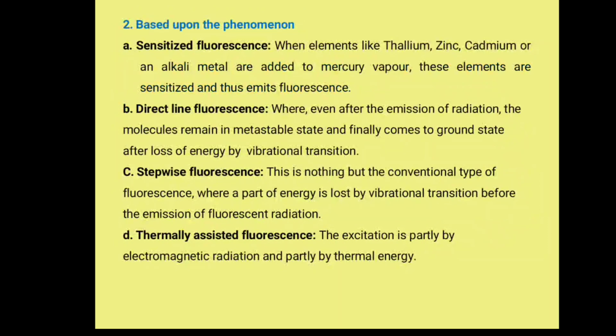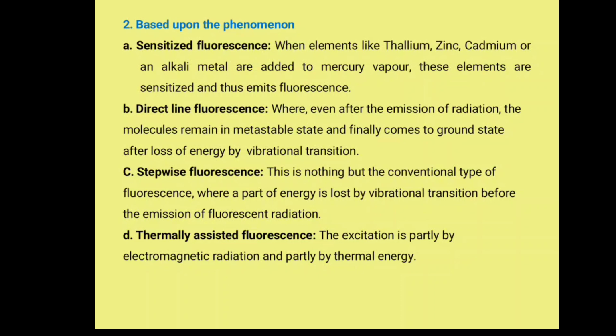Based upon the phenomenon, that means based on its occurrence, it is classified into four types: sensitized fluorescence, direct line fluorescence, stepwise fluorescence, thermally assisted fluorescence. Sensitized fluorescence: when elements like thallium, zinc, cadmium and an alkali metal are added to mercury vapor, these elements become sensitized and thus emit fluorescence.